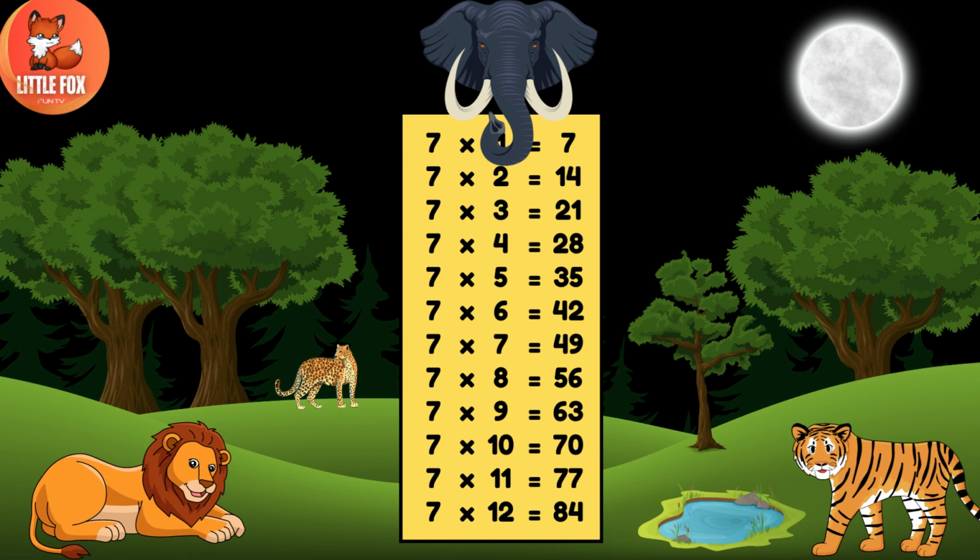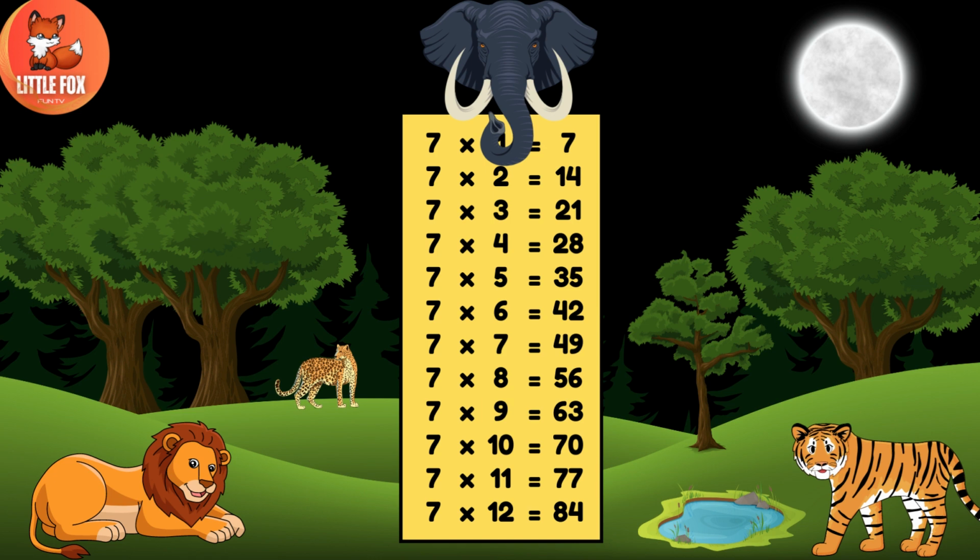7 multiply 5 is equals to 35. 7 multiply 6 is equals to 42. 7 multiply 7 is equals to 49. 7 multiply 8 is equals to 56.